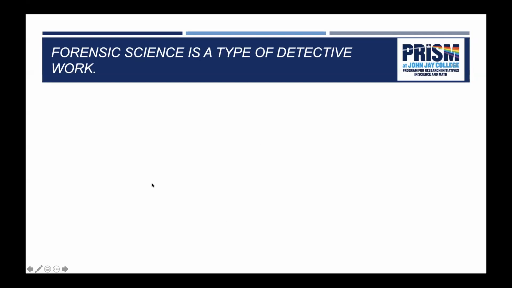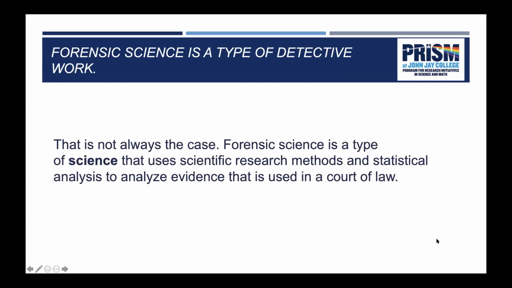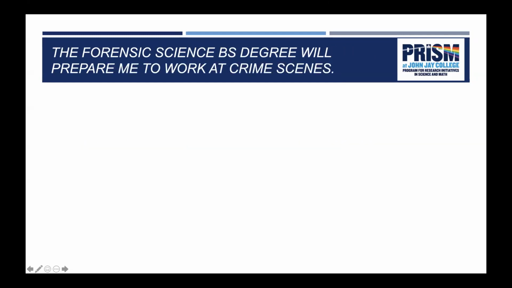So that is not always the case. Forensic science is a type of science that uses research methods and statistical analysis to analyze the evidence that is used in a court of law. So the forensic science degree will prepare you to work at crime scenes. And I'll have another poll. What do you think? Yes or no? We have some yeses, we have some nos. This poll is completely anonymous, so you can vote what you think. It's absolutely fine.